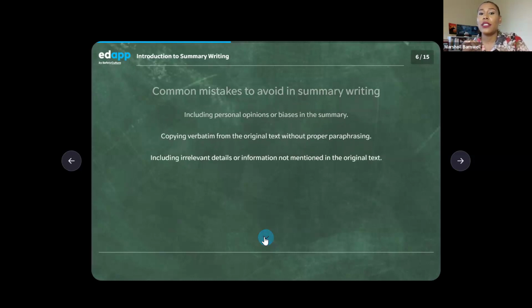Including irrelevant details or information that is not mentioned in the original text is highly frowned upon. Even if you know from research or from updated information that the information presented in the text may not be true, or it may be skewed, or it may be biased, it is not your job to correct it. Because if you correct it and somebody reads the summary, they may assume that the original text is reflective of this information, which may not be the case.